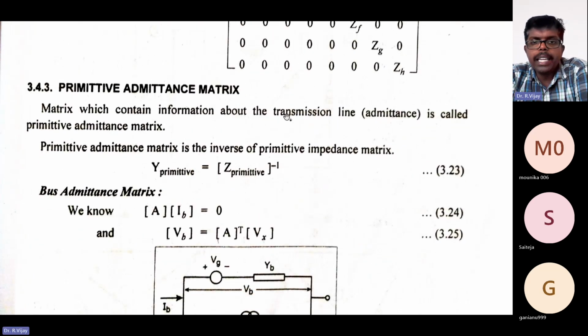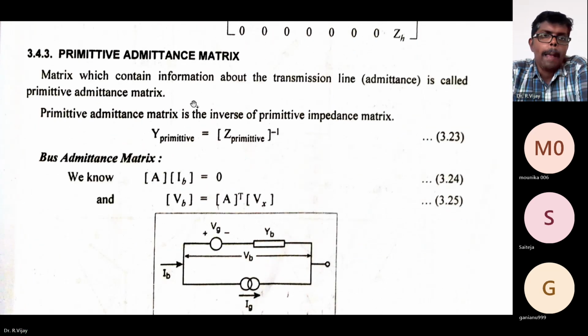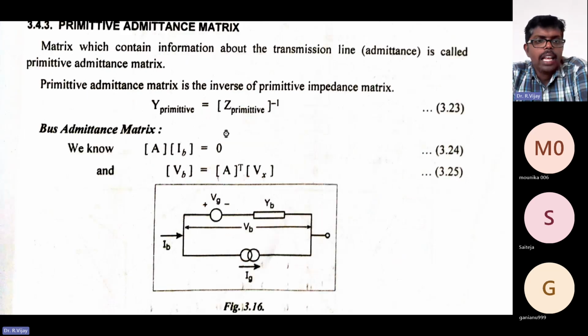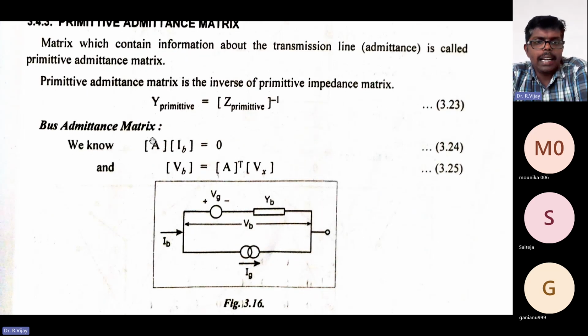So what is the primitive admittance matrix? The matrix which contains information about the transmission line, that is admittance, is called the primitive admittance matrix. The primitive admittance matrix is the inverse of the primitive impedance matrix. So Y primitive is equal to Z primitive inverse, that you already know. Y is equal to 1 by Z or Z inverse.